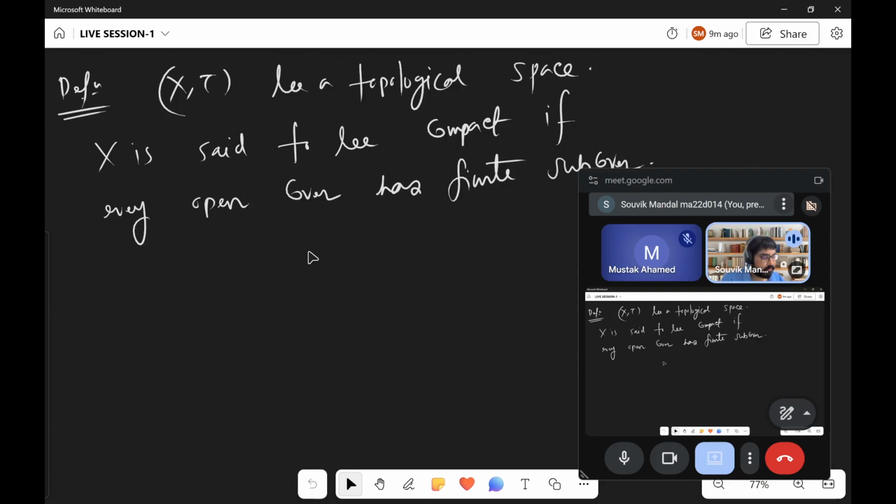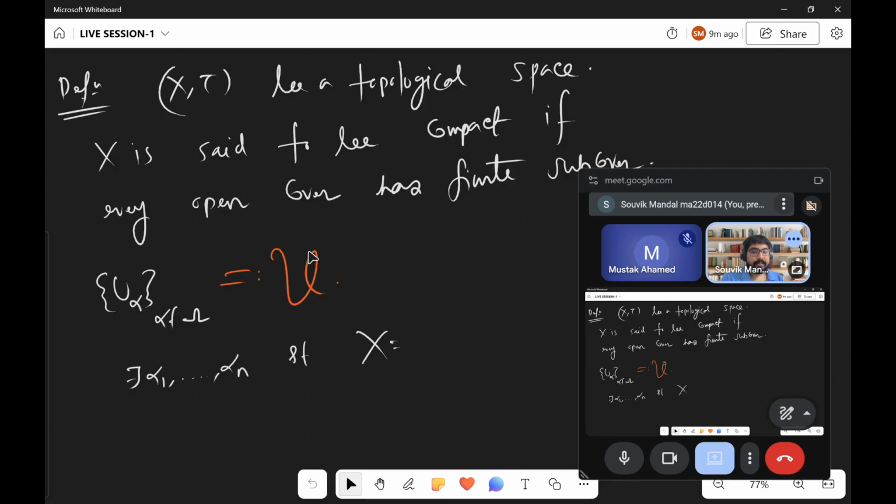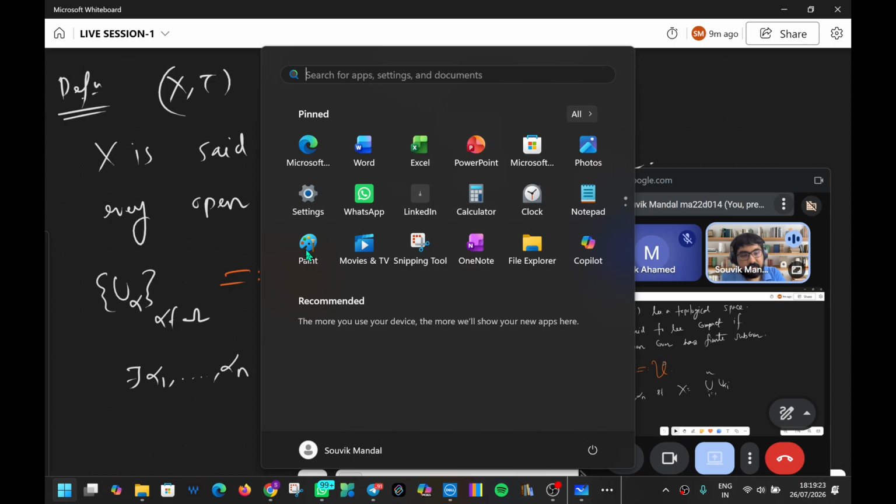That means what? That means if we take any open cover U_alpha with some indexing alpha, then there exist alpha_1, alpha_2, ..., alpha_n such that X can be written as the union of U_alpha_i. Okay, so this is what we mean by compactness. So that's the formal definition.